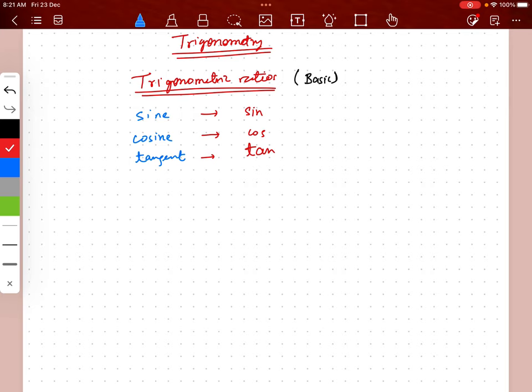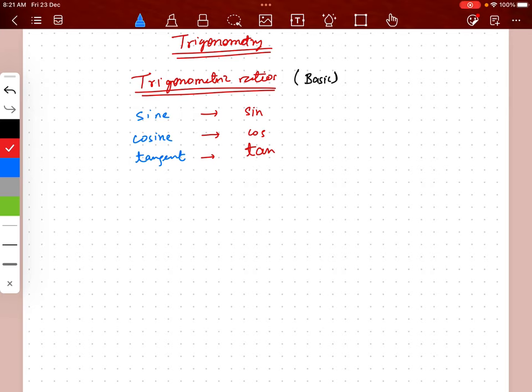three trigonometric ratios which are the reciprocals of these. Not the inverse, but the reciprocal of these trigonometric ratios. We'll see that later on. But first of all, let's see how to find the sine of any angle, the cos of any angle, and the tan of any angle, because sine, cosine, and tangent are like functions. Normally we say trigonometric ratios, but we can also consider them as functions.